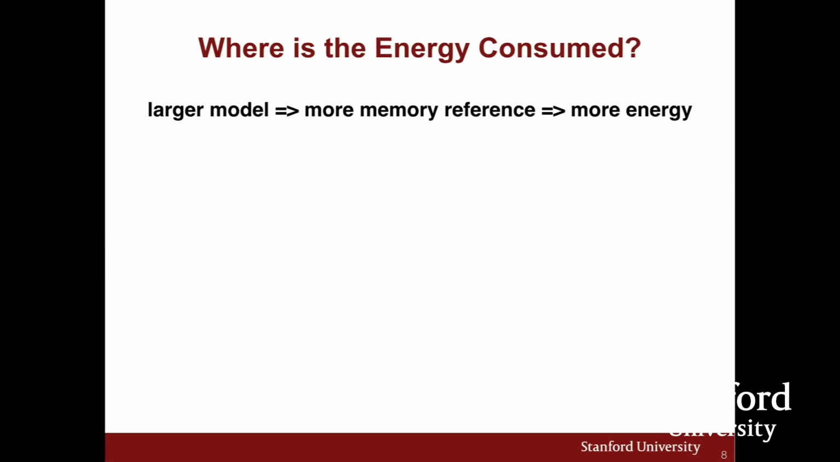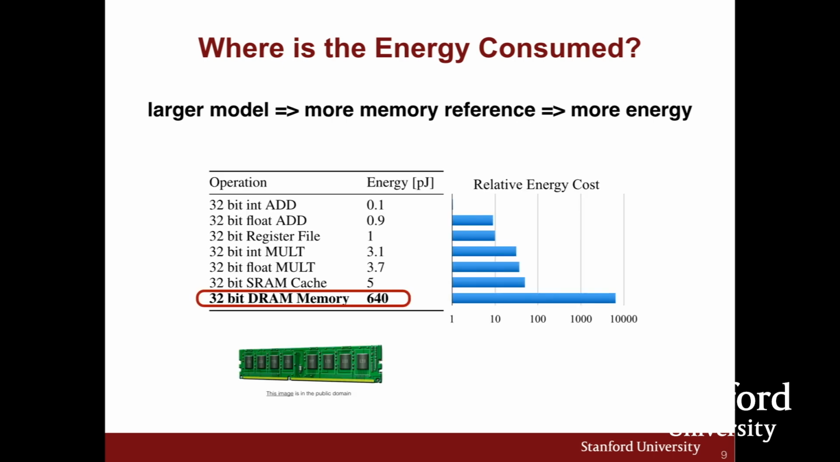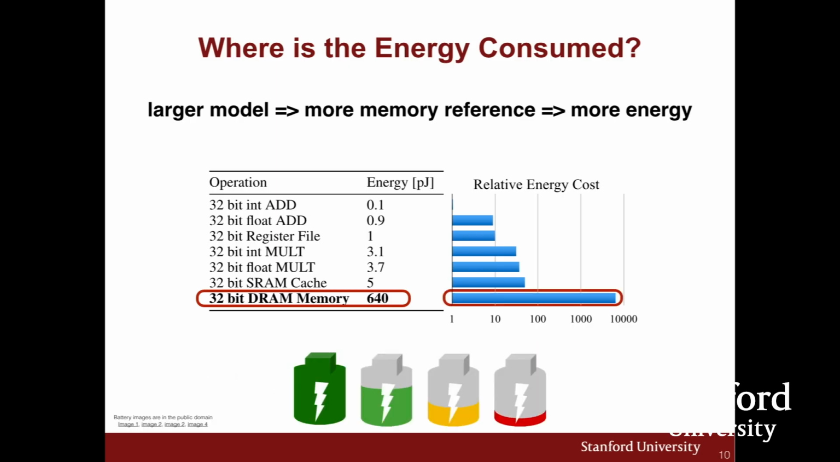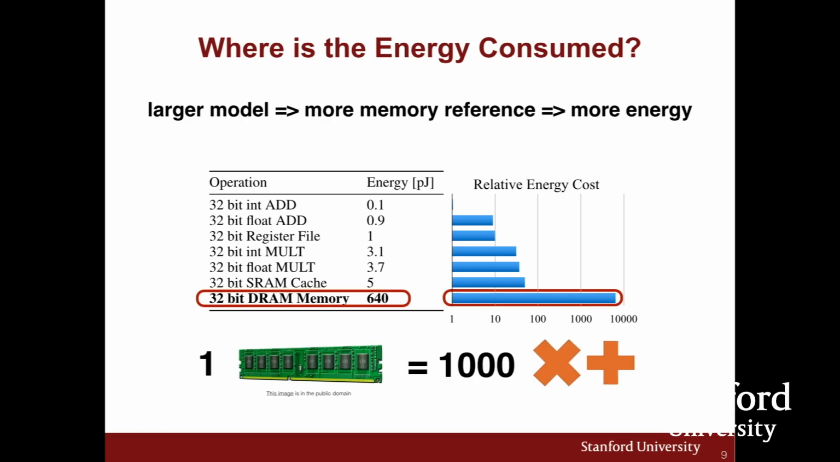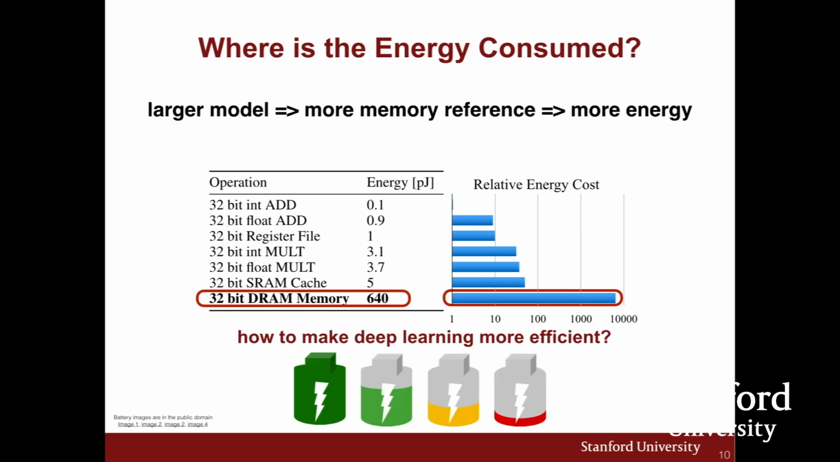Let's see where the energy is actually consumed. A large model means lots of memory access. You have to load those models from memory, which means more energy. If you look at how much energy is consumed by loading from memory versus how much is consumed by multiplications and additions, the arithmetic operations, the memory access is more than two or three orders of magnitude more energy consuming. So how do we make deep learning more efficient?